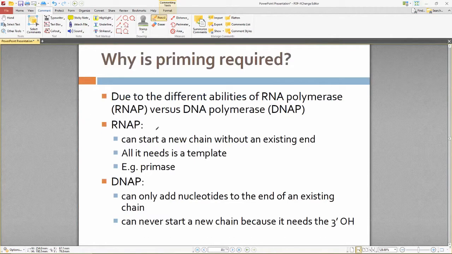So yeah, here you go. You can read through it. Due to the different abilities of RNAP versus DNAP, RNAP can start a new chain without an existing 3' end. All it needs is a template strand.